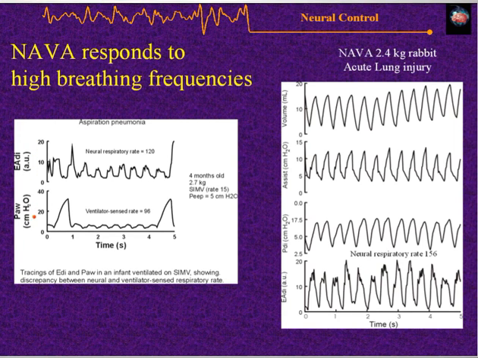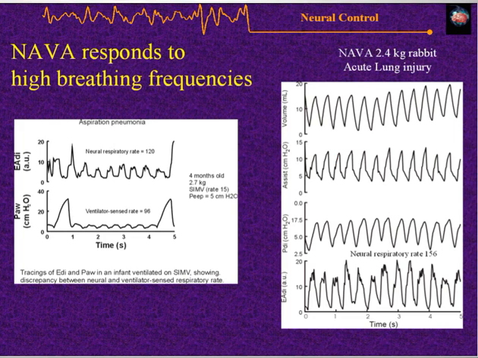We all know that babies have very high breathing frequencies. Here's an example of the diaphragm electrical activity and the airway pressure in a 4-month-old baby breathing on an SIMV. We were just looking at how fast he was breathing and whether the diaphragm electrical activity could keep up with him, and yes, it did. This was a neural rate of 120.